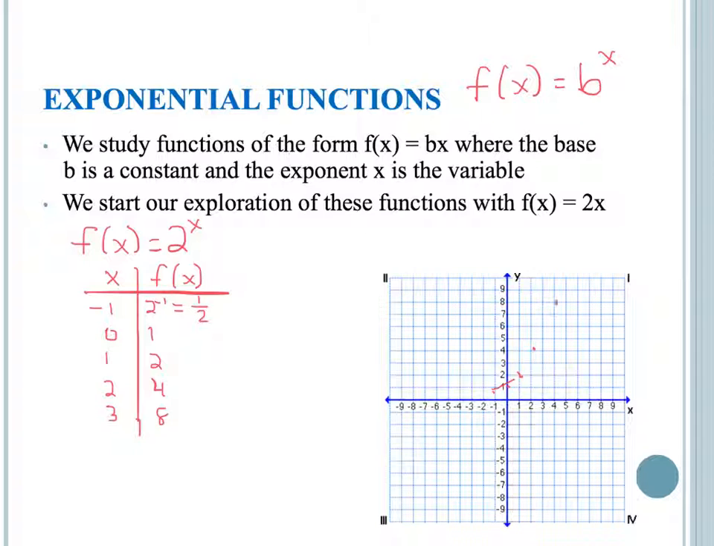And these start to grow pretty quickly. It's not a quadratic. If we put in more negative values, we're going to get values that get smaller and smaller and smaller, but never actually hit 0 because I keep getting more fractions. So we actually have a horizontal asymptote at 0. So we'll put in a horizontal asymptote right here.